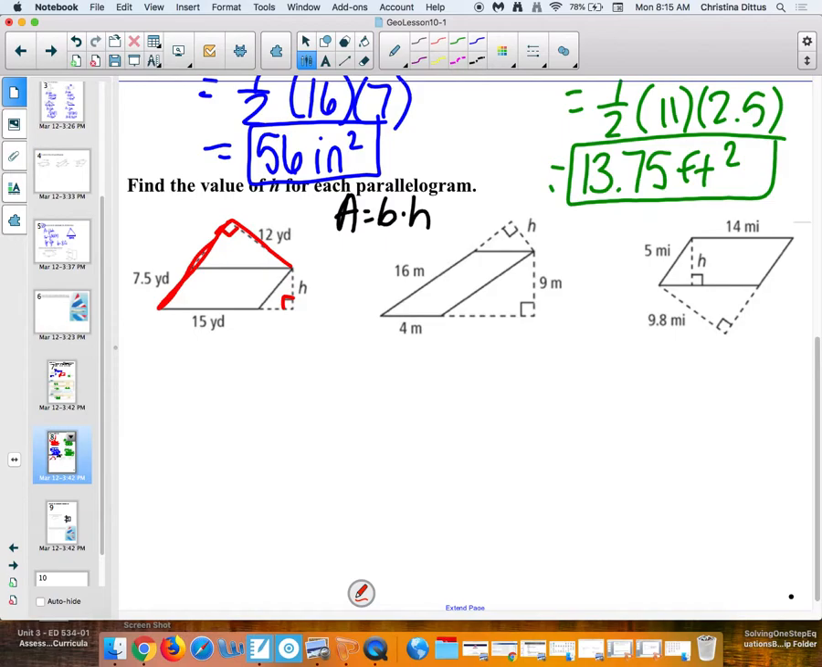Does that make sense? So we're going to multiply those two things together. I always start with one that has both numbers. So take 7.5 times 12 and what do we get?